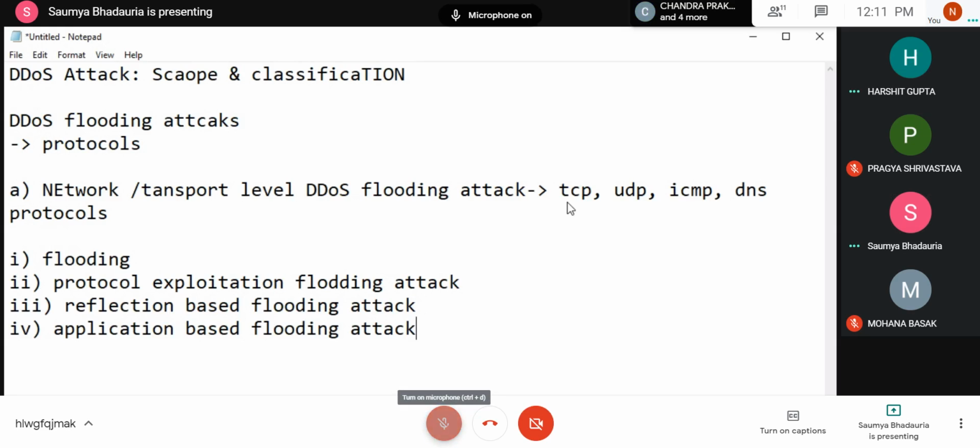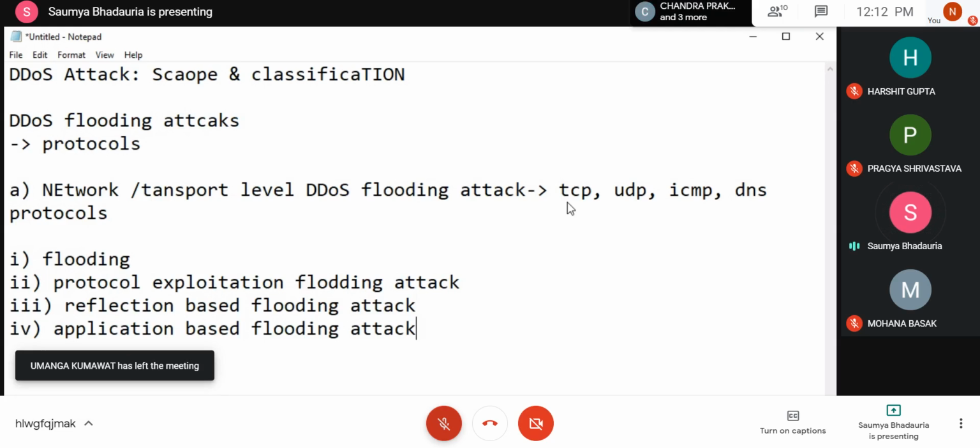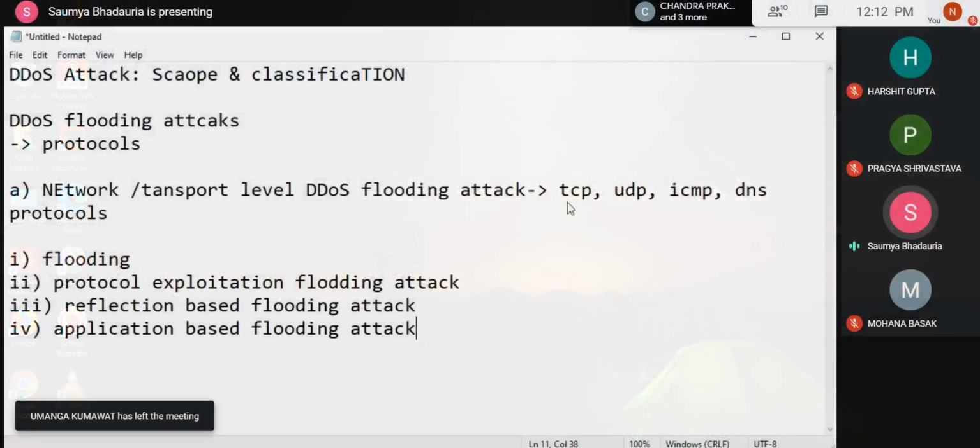Yes, sir. Okay. So we'll discuss all of these four in context to these above packets, these above protocols which we have discussed: TCP, UDP, ICMP, and DNS. The first one is referred to as flooding attacks. What happens in this? Your attackers majorly focus on disrupting the legitimate users' connectivity by exhausting the victim's network bandwidth.